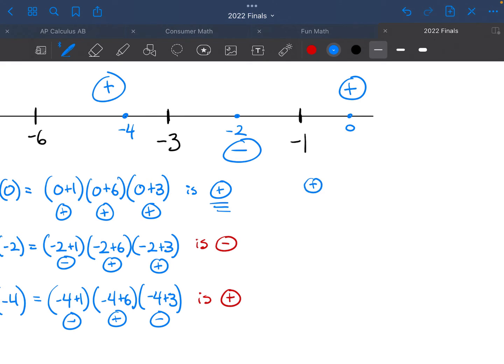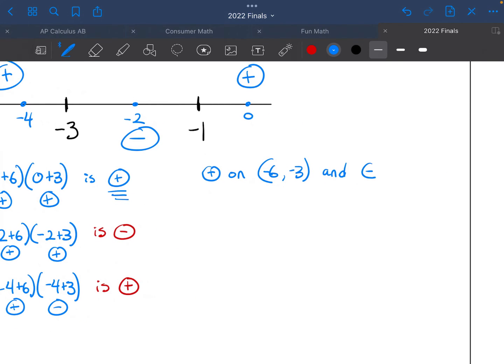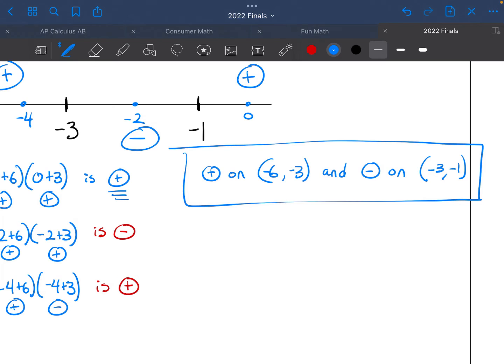positive on -6 to -3 and negative on the interval from -3 to -1. That's the full answer that you should be ready to write.